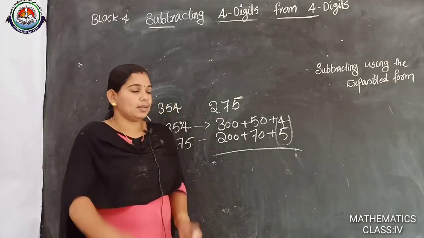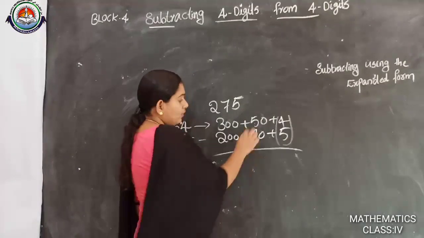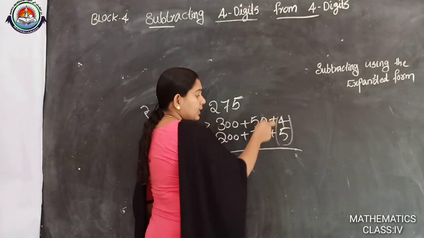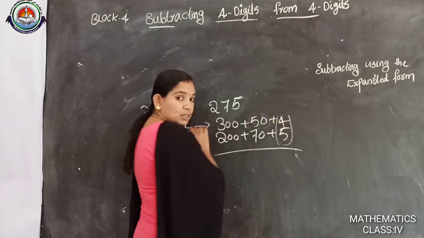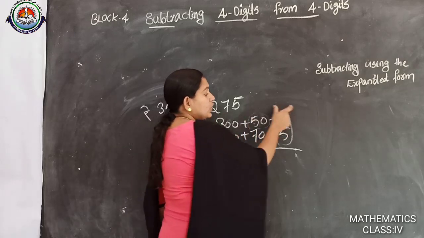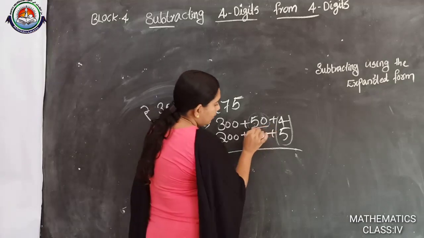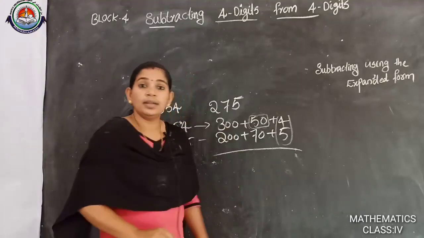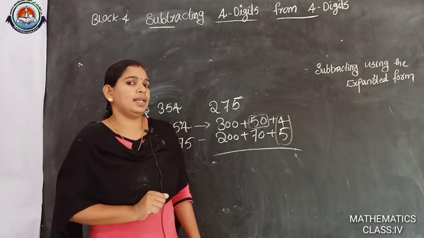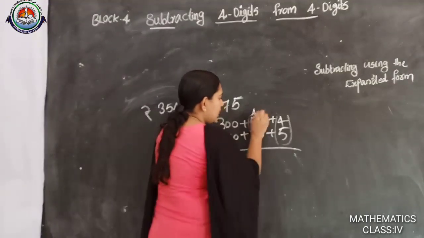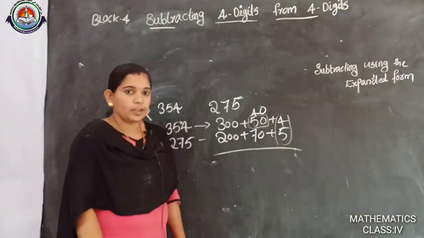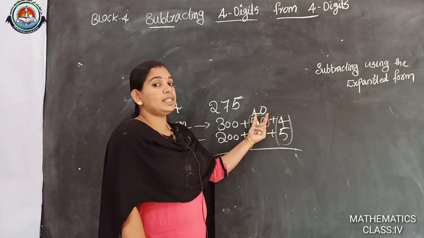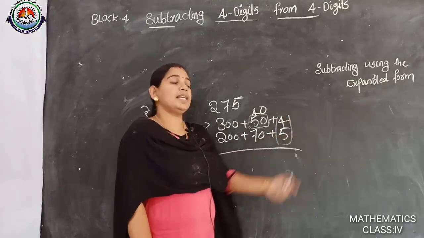Our neighbor. Okay, here tens are there. We are taking 1 ten from the tens place. That means we are taking 10 from 50. What is the remaining here? 50 minus 10, good, 40 remaining here. Got it? We are taking 10 from this tens place to the ones place.